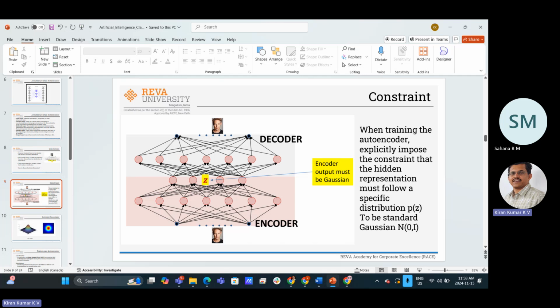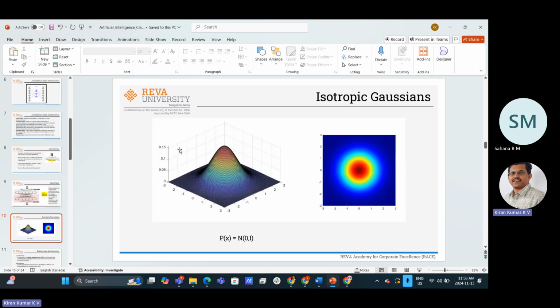So the data which is coming in the middle should be Gaussian. A standard Gaussian will have mean equal to 0 and standard deviation equal to 1. Standard deviation means variation in the data. Okay, so that's the constraint.